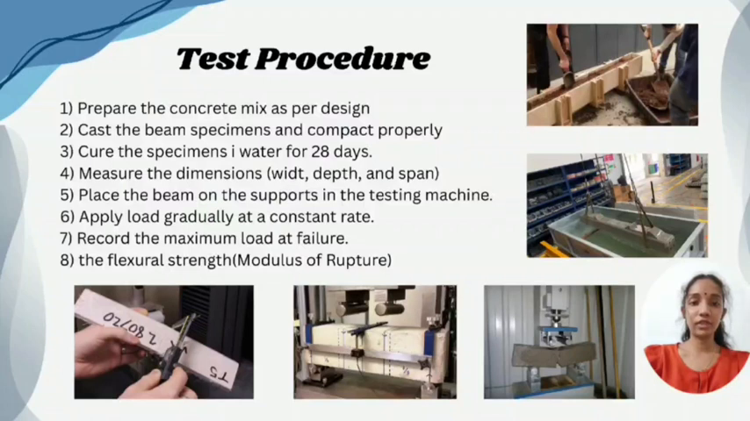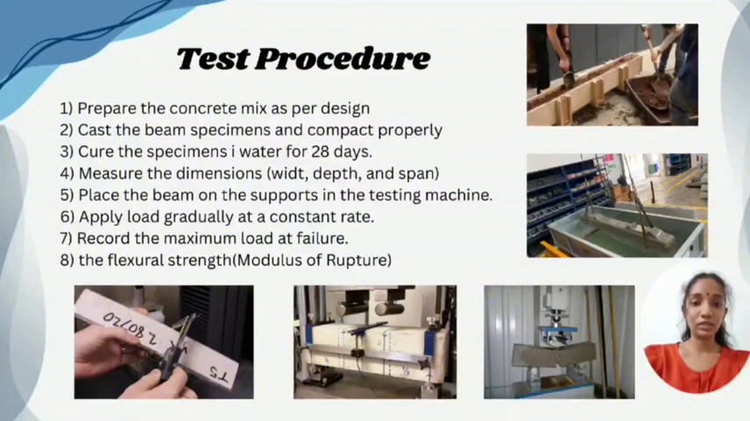After that, test procedure. The test begins by preparing the concrete mix according to the specified mix design. Next, the concrete is cast into beam molds and compacted to remove air voids. After 24 hours, the specimens are removed from the mold and cured in water for 28 days. Before testing, the beam dimensions are measured carefully.